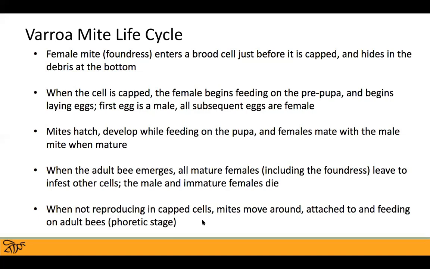So the male mite and any immature females, any females that haven't reached sexual maturity, will stay in the cell and they will die there. So you won't see the male or these immature females on adult bees.